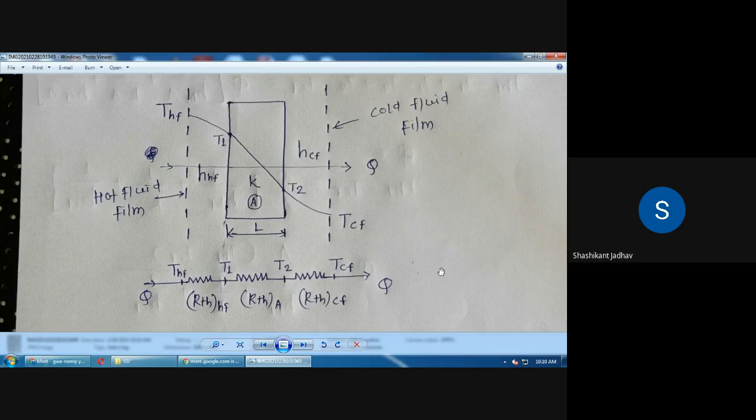So for the hot fluid, what is the H? H is nothing but heat transfer coefficient. For the hot fluid, that is HHF, into area, into bracket temperature difference for the hot fluid. What is the temperature difference? That is THF minus T1. So this is the equation for the rate of heat transfer through that particular hot fluid.